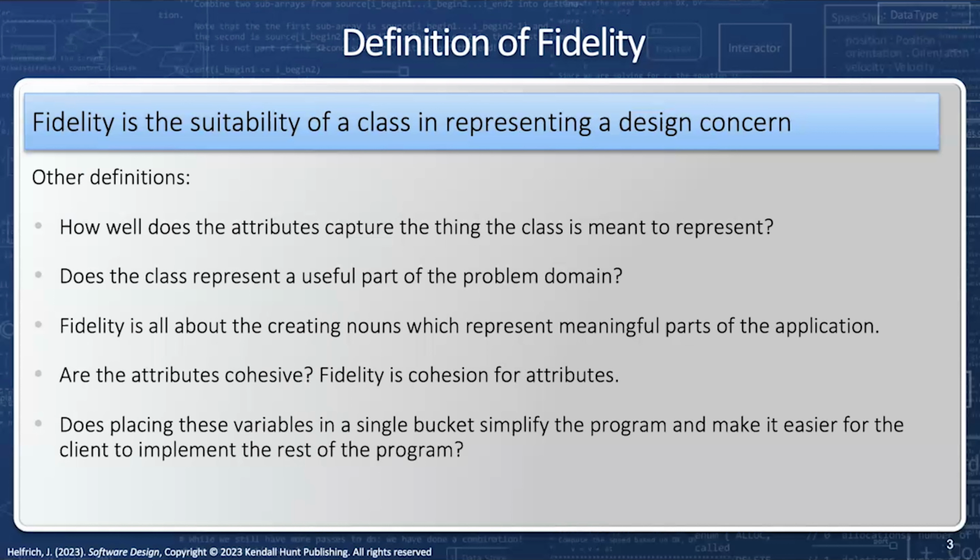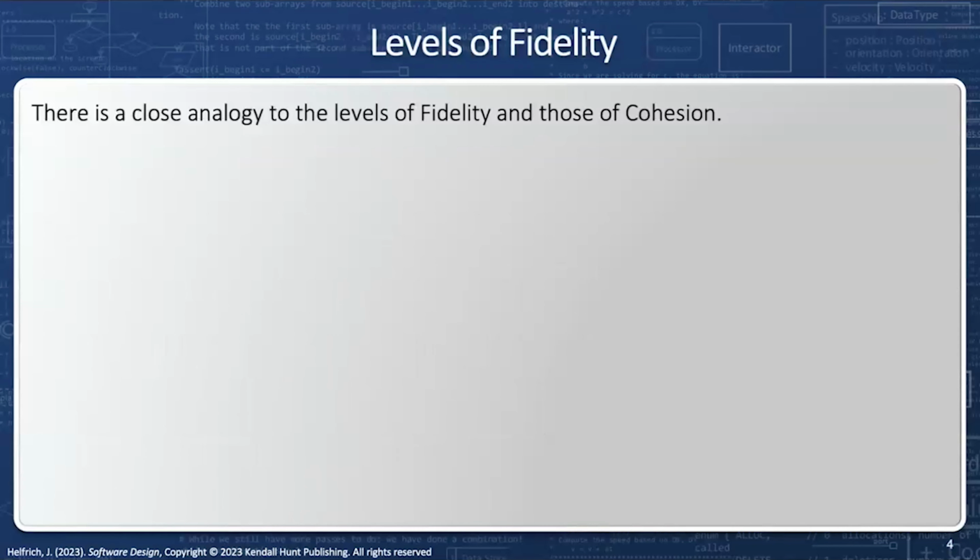So fidelity is absolutely about the attributes, and grouping these attributes into a class is meant to simplify the problem domain so the program is easier to use. And finally, fidelity is the quality of a class's member variables, otherwise known as attributes. When we design a class, a critical design concern is how well we represent our member variables, and fidelity helps us understand that. So there's a close analogy between the levels of fidelity and the levels of cohesion.